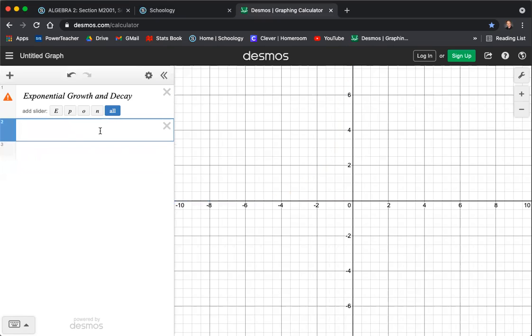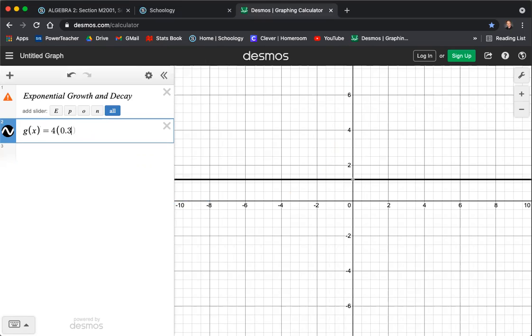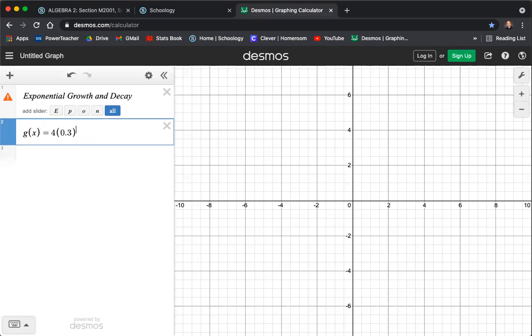Like say we have a function called g of x with an initial value of 4, a growth rate of 0.3 raised to the power of x. So this one is very naturally a decay function because the growth factor was less than 1. The value of b was greater than 0, but less than 1. That's why it is decaying as we go to the right.